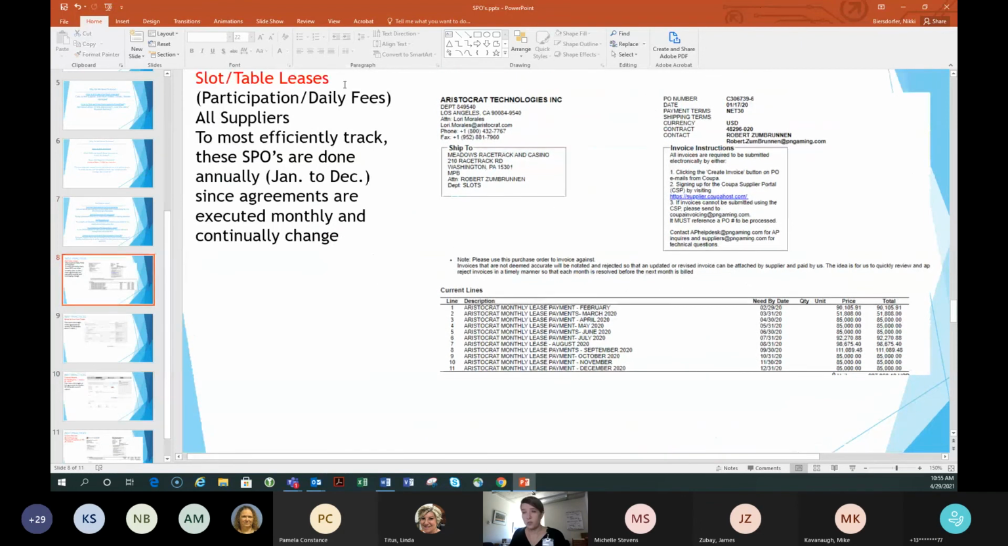So the slot and table leases. I will say this took a long time for us to get here. This should be a monthly fee. You can see it listed here. This is in our buyer training deck. This is now here. I will say this is a best practice. Please follow it. There are properties out there that are not following it today. I really need you to.